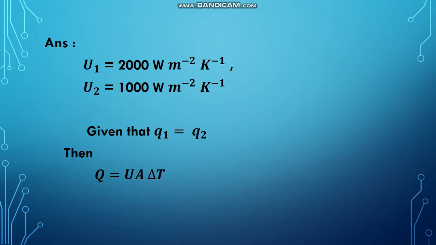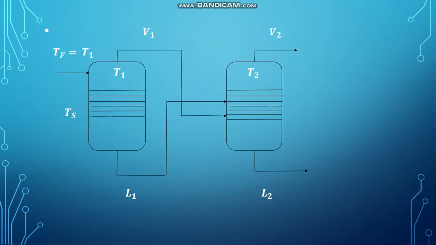Now we are going to consider the solution. Given U1 is 2000 watt per meter square Kelvin, U2 is 1500 watt per meter square Kelvin. Already it's mentioned in the question that Q1 is equal to Q2. Then we consider the heat transfer formula, that is Q is equal to UA delta T. So this is the representation of the two evaporators.